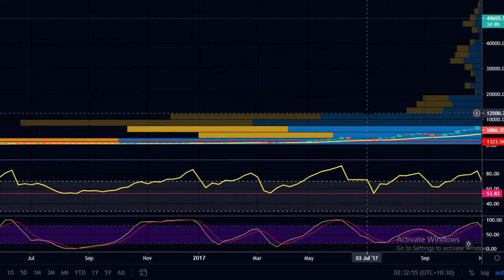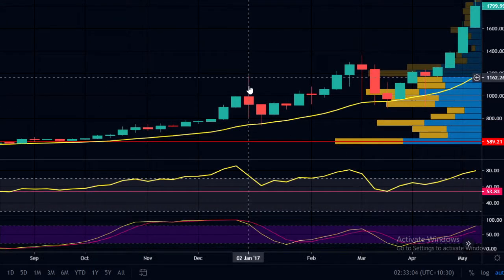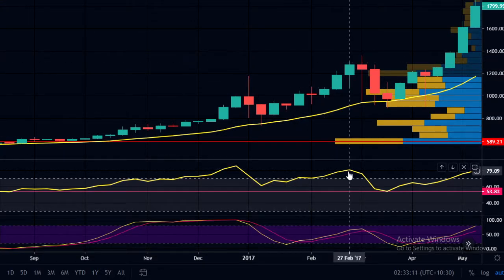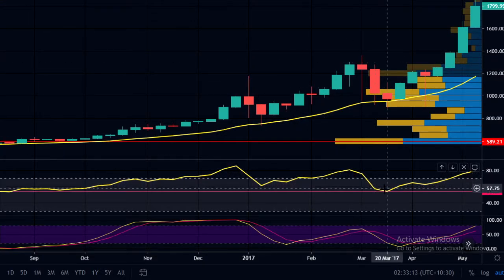And we can see an example here where a similar thing happened. We had this bearish divergence, higher highs on the price, lower highs on the weekly RSI. And then we did come down to touch this line as we zigzagged our way down.